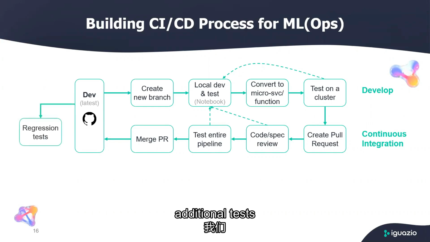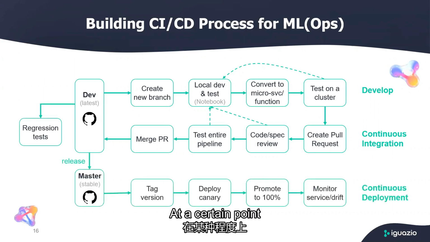We may have additional tests on our sort of development branch before we release a version. At a certain point, we feel cozy about that and we want to create a new version. We promote our code into some master branch, depending on your development paradigm. We tag the version with some label. We deploy that in a canary, and when we're tagging, we can even automate the deployment as the minute that we're doing a tag.